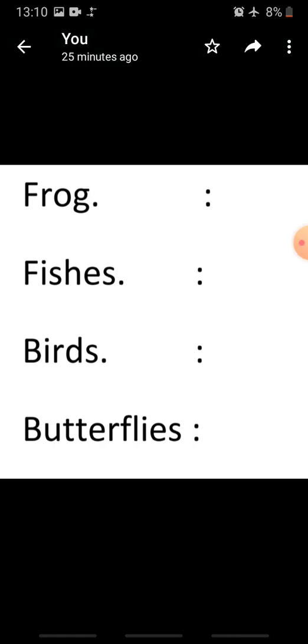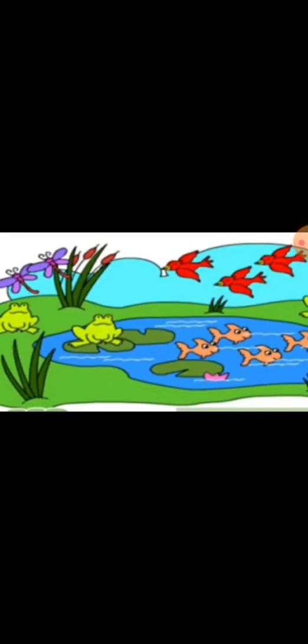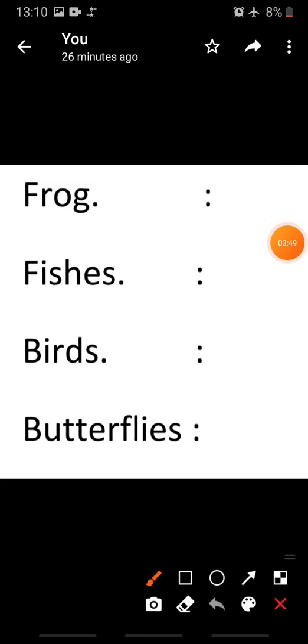See here, we already counted the butterflies, right? How many butterflies are there children? 1, 2. So here your answer is 2, right children? So this is an example for you. I think you all understand, right?